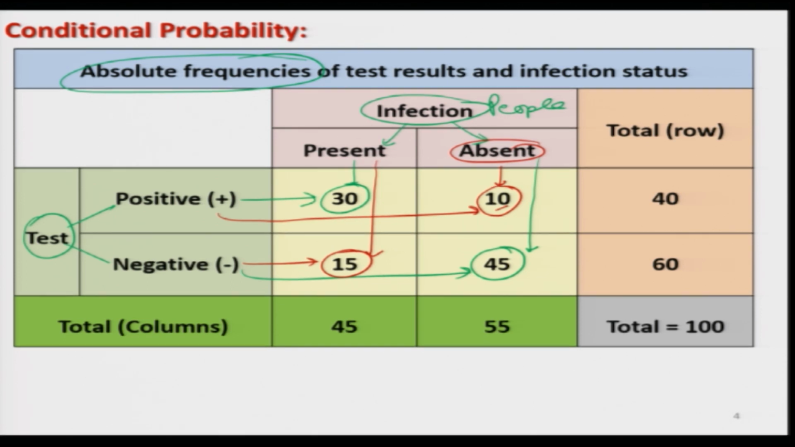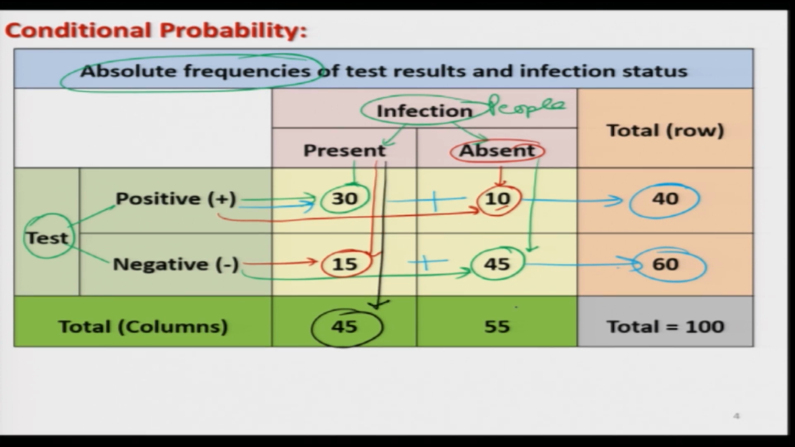And if you try to see here, there are 40 people, which is 30 plus 10 equal to 40, for which the test is saying that it is positive. And there are 15 plus 45, so 60 persons with whom the test is saying negative. And similarly, there are 45 people in which the infection is present and there are 55 people in which the infection is absent.